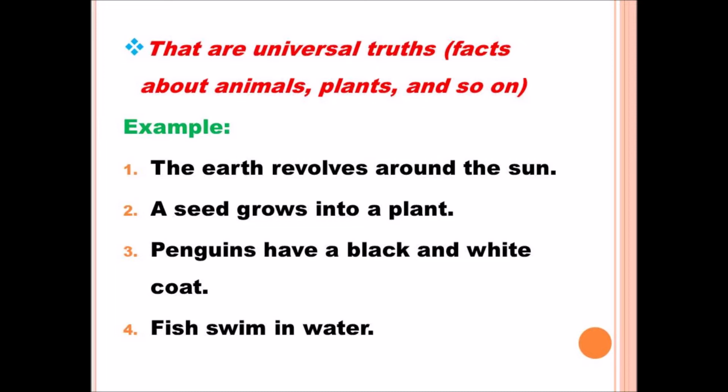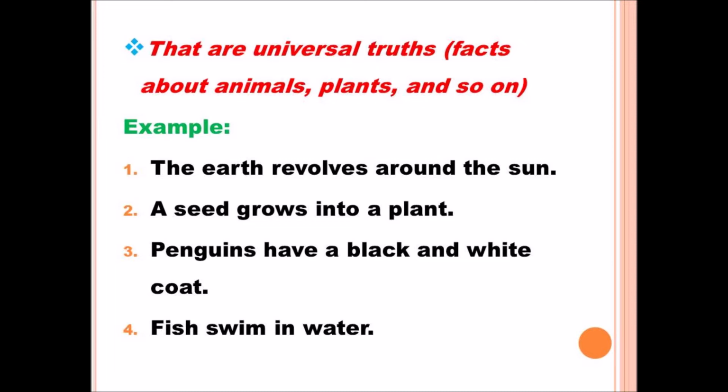Let us see with an example. The earth revolves around the sun. So it is true, right? The earth revolves around the sun means the earth goes around the sun. A seed grows into a plant. We all know that. We get a plant from a seed. So it is an everyday happening and a universal truth. We all know that a plant grows from a seed.